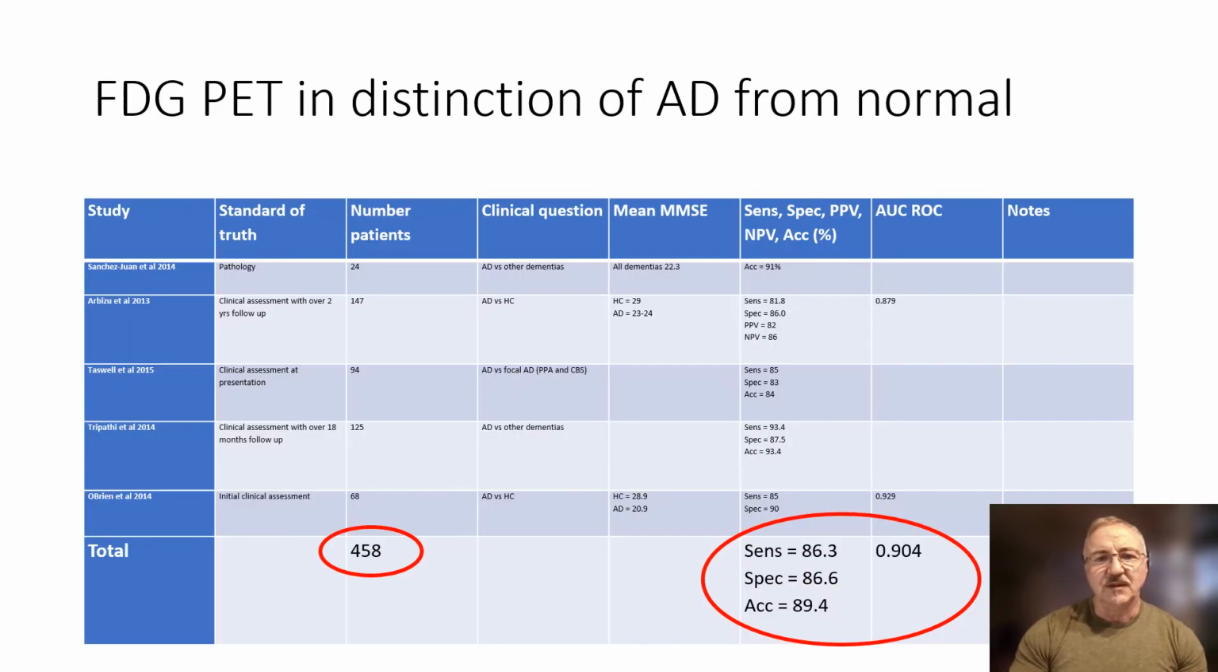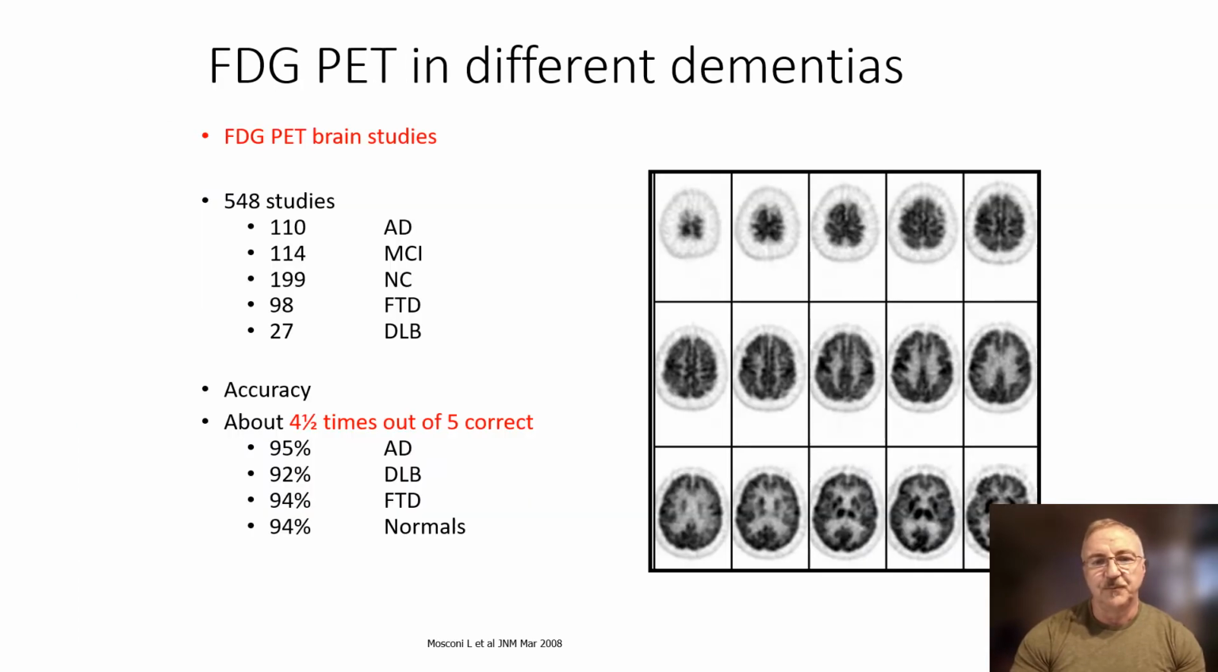And my own analysis for some political work that we did shows that if you analyze 458 patient studies, again, accuracy of nearly 90%, with an area under the ROC curve which was very, very good. So again, this supports the idea that to distinguish AD from normal, we're doing very, very good. But of course, that's not what we need to do.